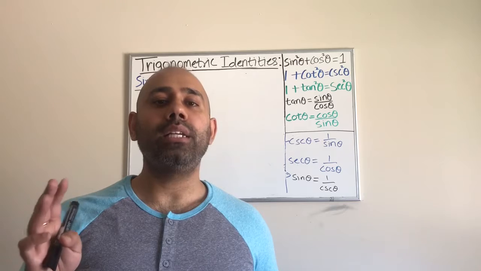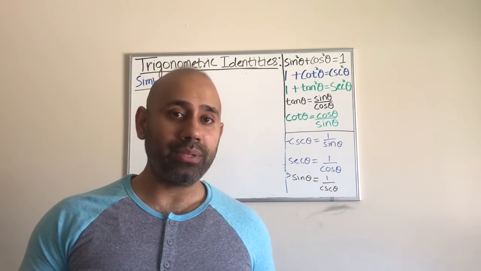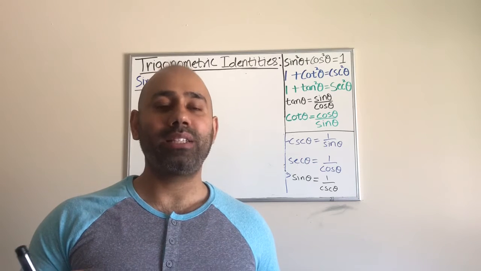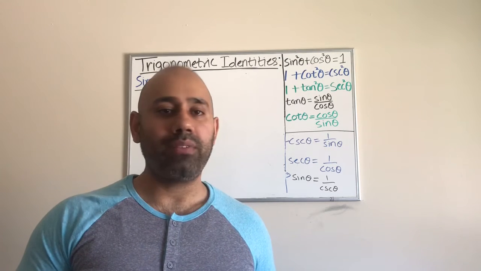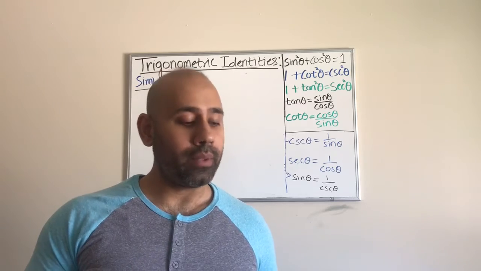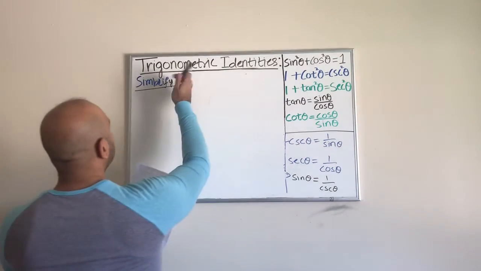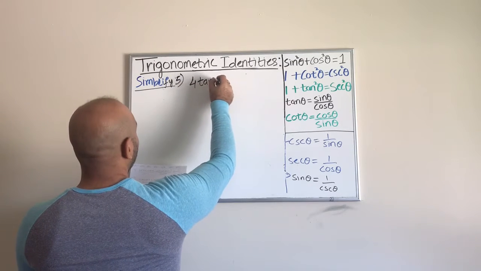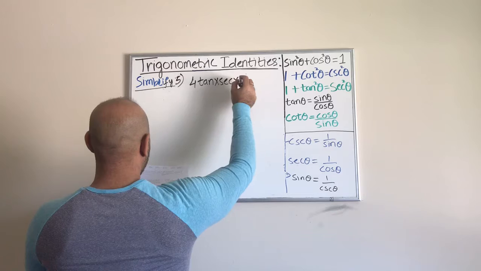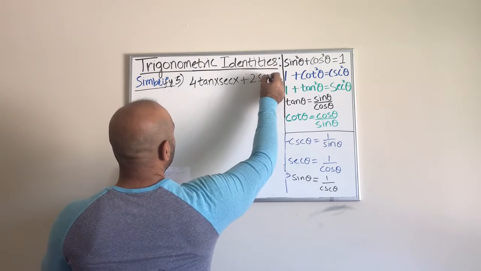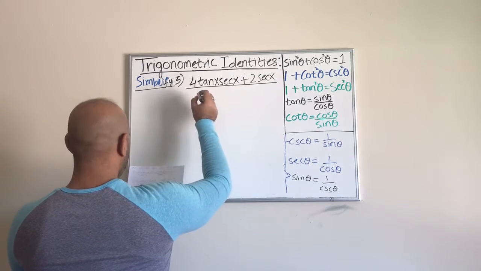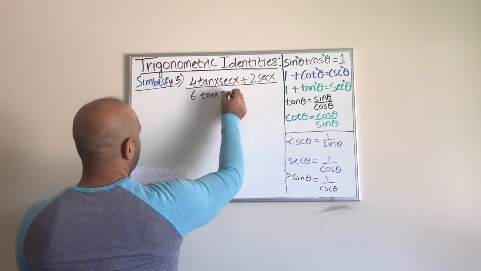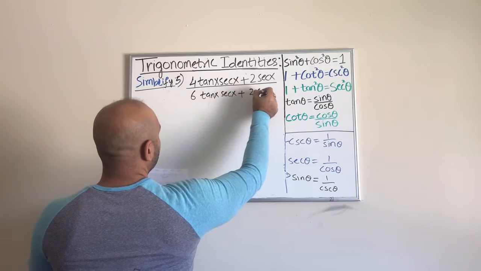Okay, but guys, don't make a big deal out of this. This is still like simplifying algebraic expressions. If you can simplify algebraic expressions, you can definitely simplify trig identities as well. Okay, so number 5, I have 4 tangent x secant x plus 2 secant x divided by 6 tangent x secant x plus 2 secant x.